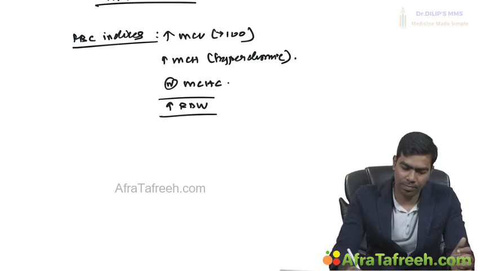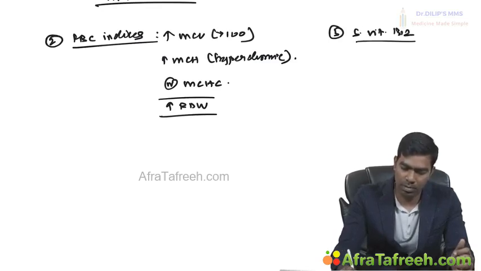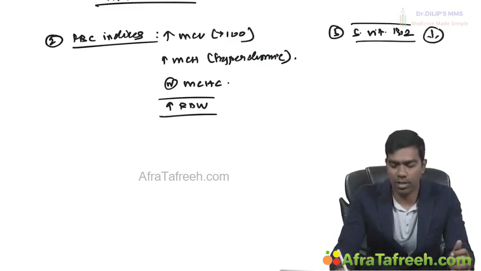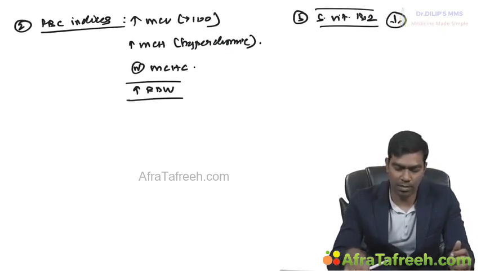At the same time, you can do serum testing. This is the second one, RBC indices. And the third one you can do is serum vitamin B12 testing. Obviously, this will be decreased. Serum vitamin B12 will be decreased.